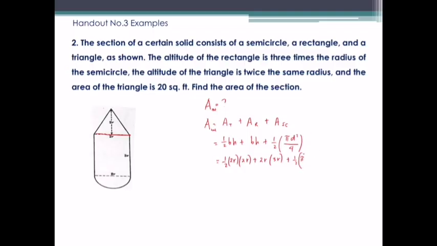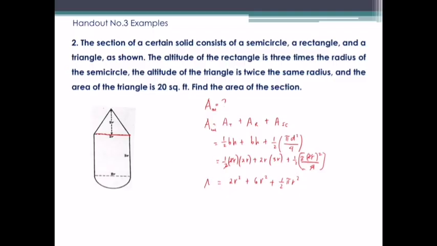So our diameter is 2r, so pi times 2r squared over 4. Okay, simplifying. This one is cancelled, so we have 2r squared plus, this is 6r squared plus, this 2 squared is 4, so this is cancelled. So 1/2 pi r squared. So this is the total area.